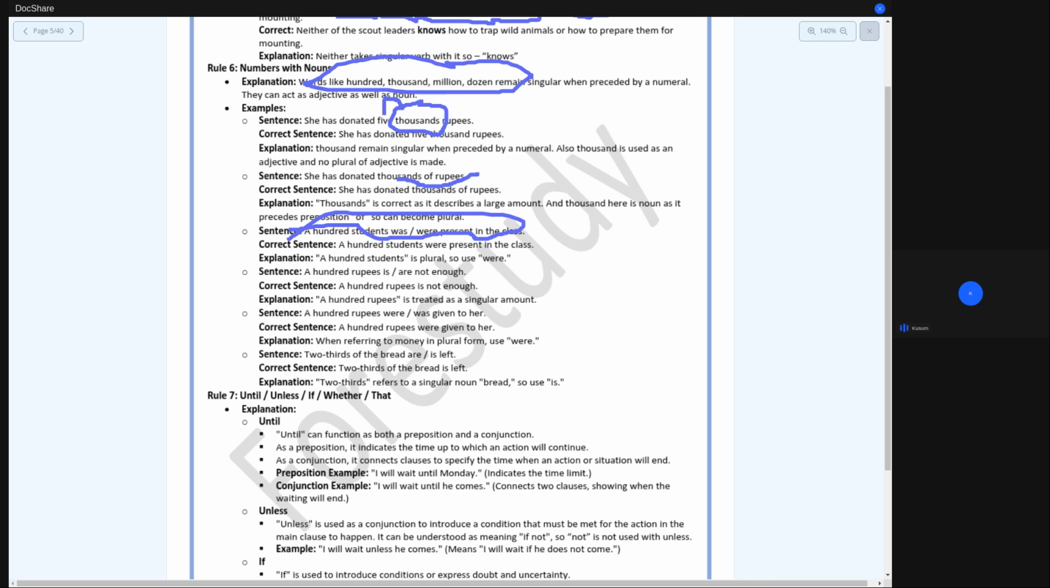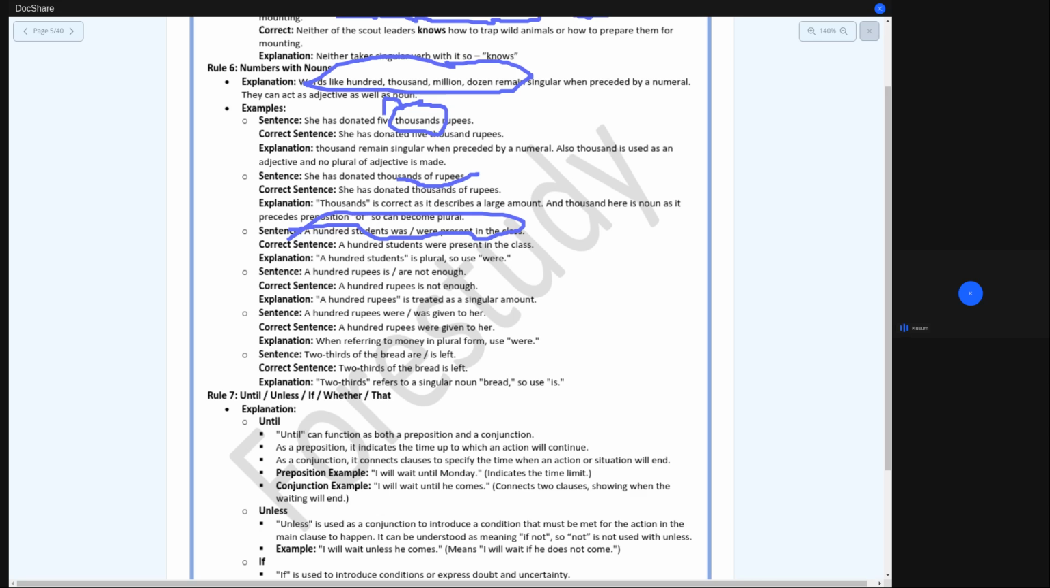So 100 students is a plural subject, so it takes the plural verb. 100 rupees is not enough. In this case, 100 rupees is often treated as a single sum or amount, so it can take a singular verb. This can sometimes depend on whether you are thinking of the individual units or the total sum, but we take it as singular.